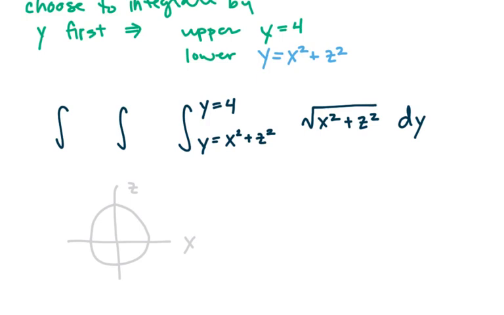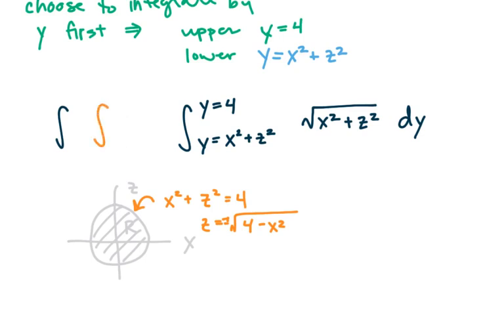And this is a circle of radius 2. So that's my region R. So the equation of this circle is x squared plus z squared equals 2 squared, or 4. If I want to isolate z, I'm going to have z equals the square root, plus or minus, 4 minus x squared.